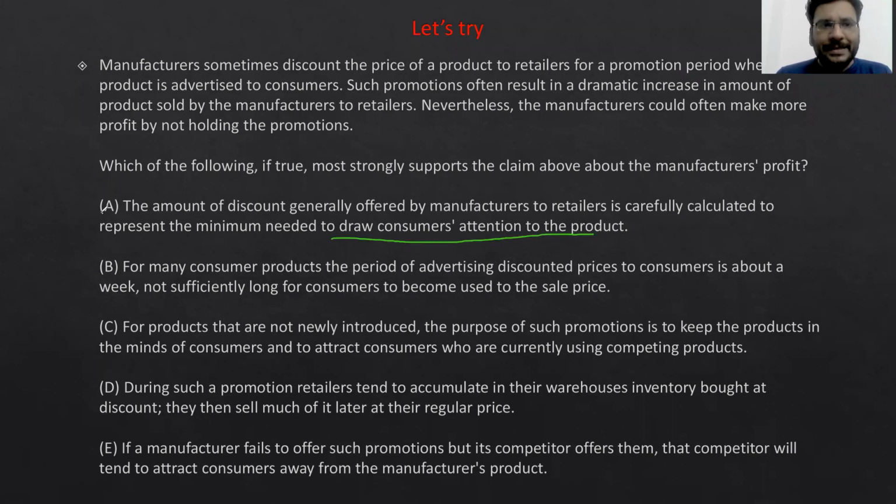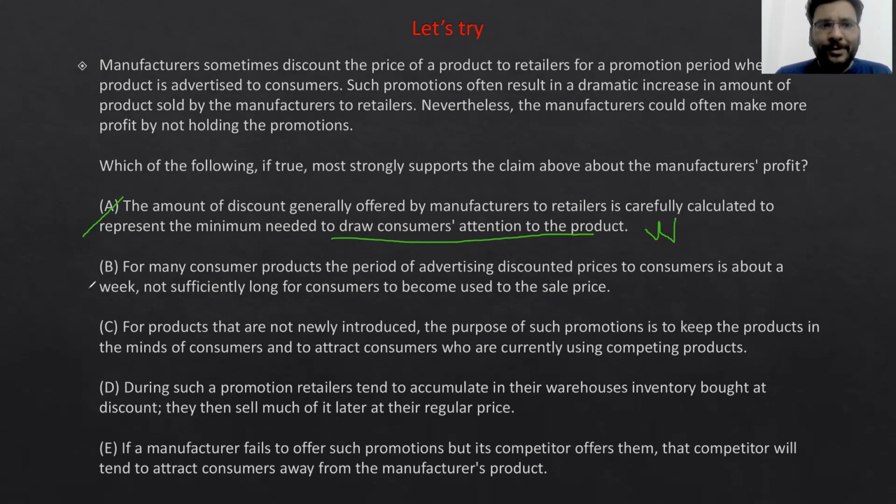So in a sense, it says, let's go for promotion, right? Whereas I'm looking for an option which says, let's avoid promotion. So option A is a weakener, right? Remember, a weakener is an option which goes against the author's conclusion, right? So that's why it's very important that you understand the author's conclusion.